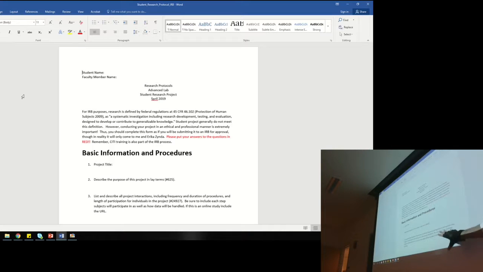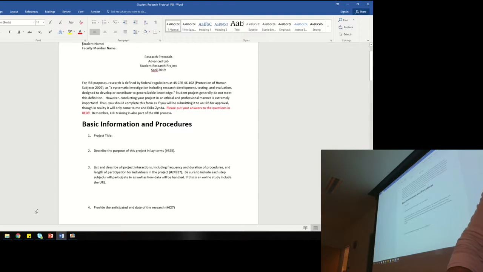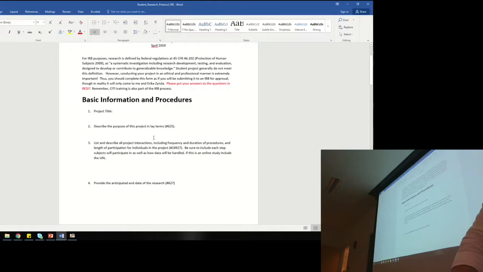So she'll go over all the basic details, but project title, describe the purpose of the project in lay terms, list and describe all project interactions, including frequency and duration of procedures, length of individuals in the project. Be sure to include each step subjects will participate in, as well as how data will be handled. If this is an online study, include the URL. I'll have more to say about that today.